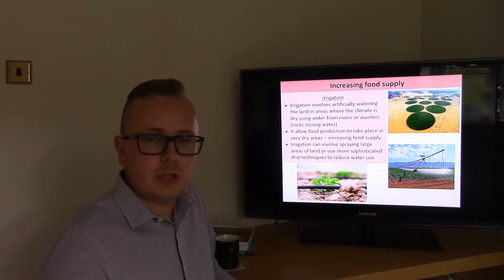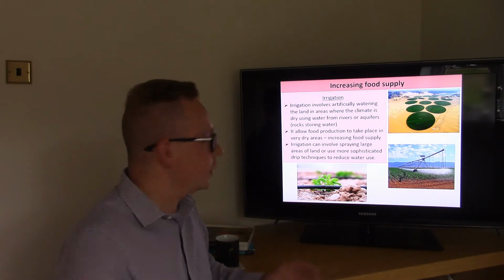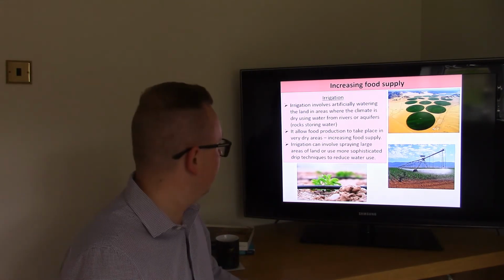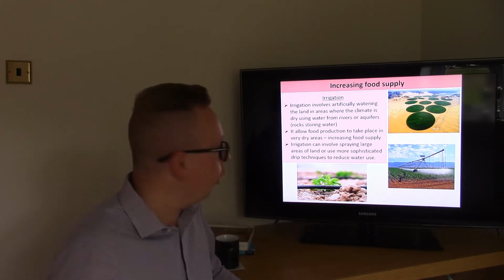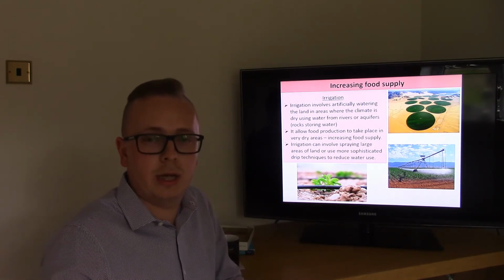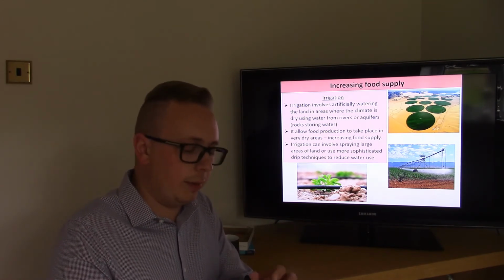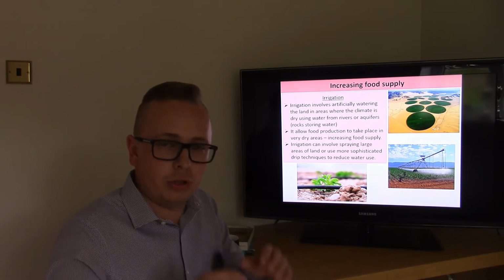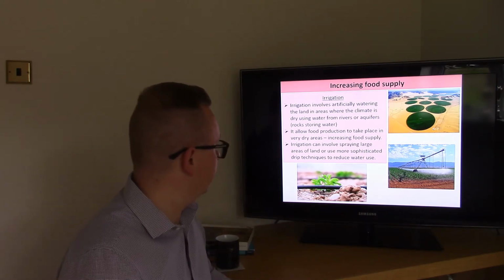So, our first strategy is irrigation. Now, irrigation involves artificially watering the land. It's used to water dry areas of land. And it usually involves using water either pumped directly from rivers or from aquifers. So, aquifers are rocks that can store water. They're porous, they've got spaces between the grains that make up the rock which allow water to sit in, and we can drill wells into those rocks and draw the water up.